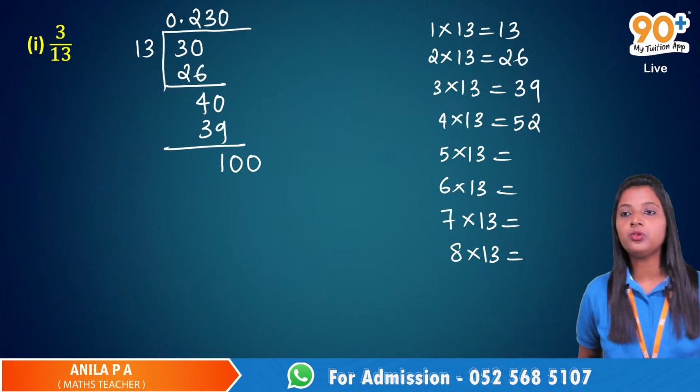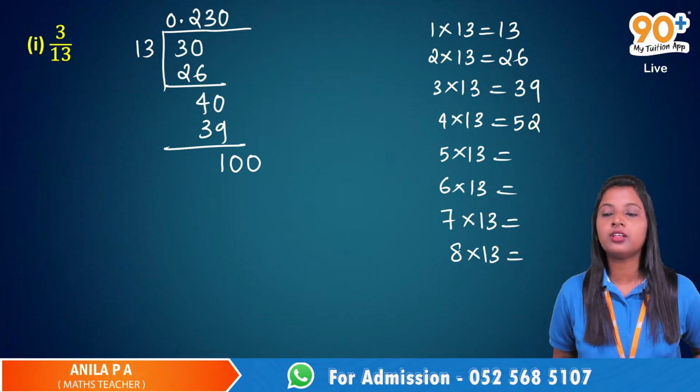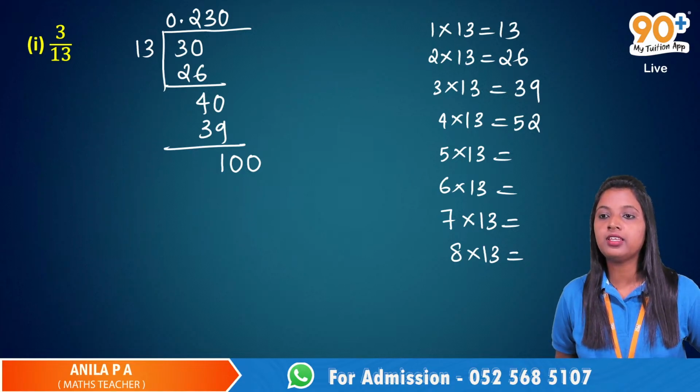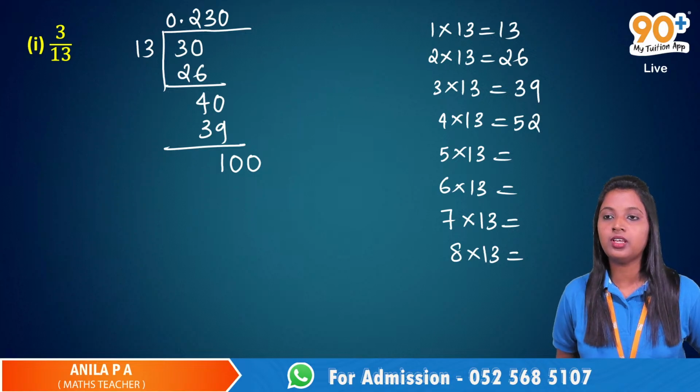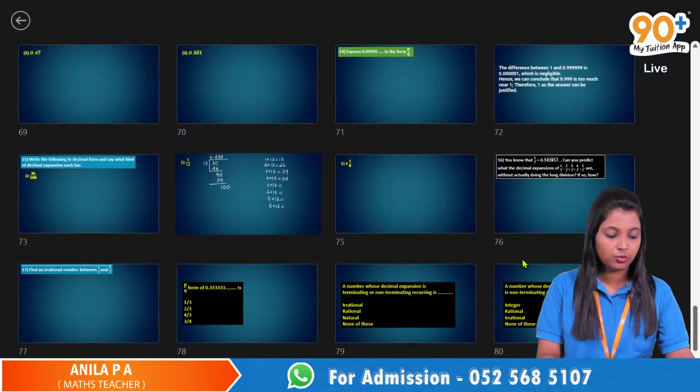0.23 non-terminating. Okay, what about this: repeating or non-recurring? Do that and find that also. Please don't write just 0.23. See, here we are dividing by 13 and we have a rule.